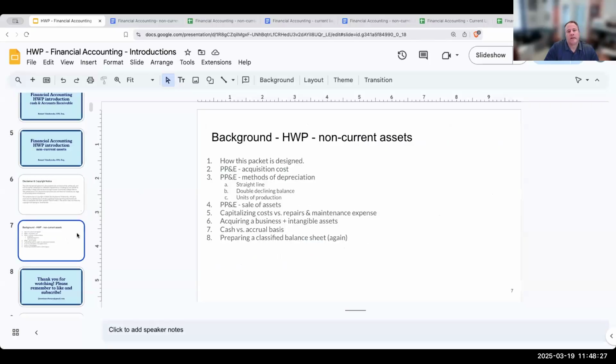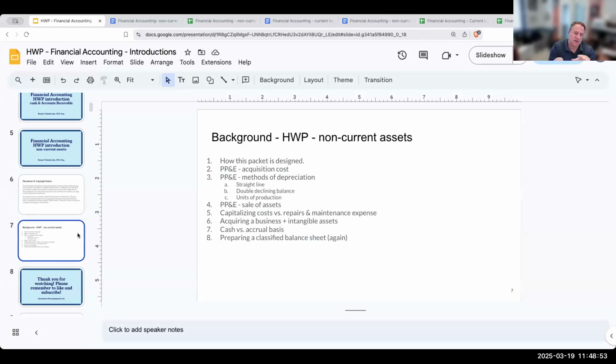Okay, so what are non-current assets? They are those items that give us multiple years of life, mainly in the form of property, plant, and equipment. We also have some other non-current assets, including intangible assets, right? Those are assets such as trademarks, patents, and copyrights.